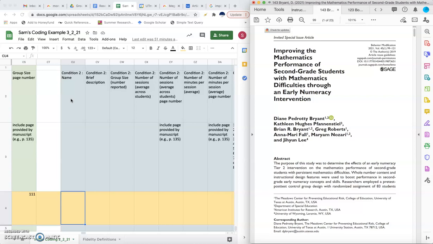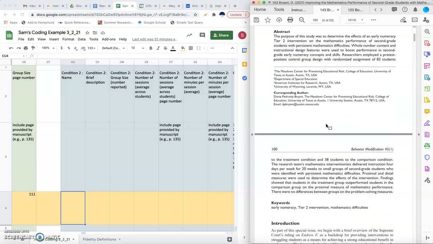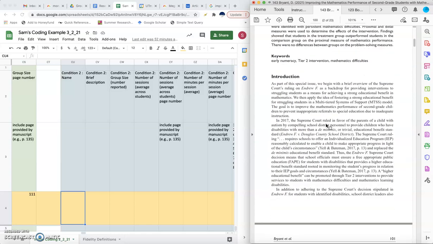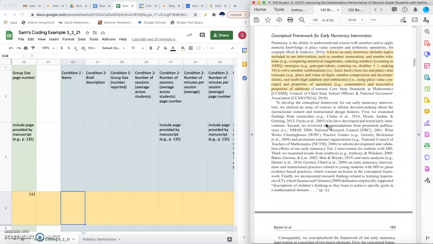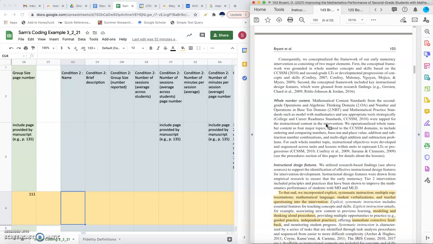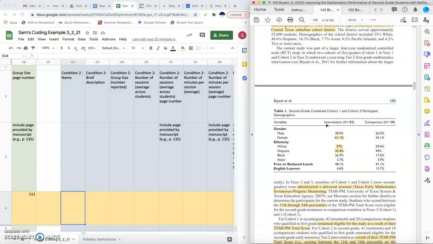When we're talking about condition 2, what we're looking at is another treatment group. So here, for example, in the Bryant et al. study that we're looking at, there's only one treatment group. And the way that I know that, if I'm ever questioning myself or need to find a place to look quickly, is I'm just going to go to either the demographics or the results table. And this right here is going to tell me how many groups there are. There's one intervention group and then there's one comparison group.